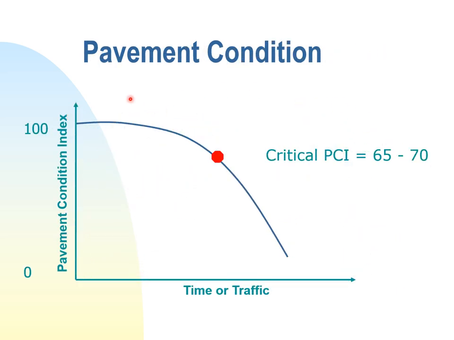On this slide, I would like to give you the concept of critical PCI. Critical PCI is the value of the pavement condition index in the range of 65 to 70. When the pavement condition index falls in this range, you have reached the critical PCI. Critical PCI means your road now has serious issues, but it can still be used, though there will be a number of severe problems. That's why it is called the critical PCI.